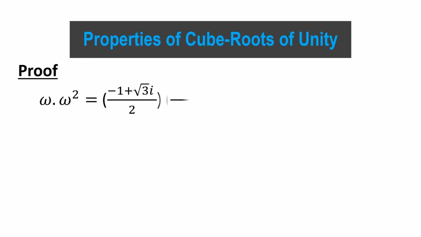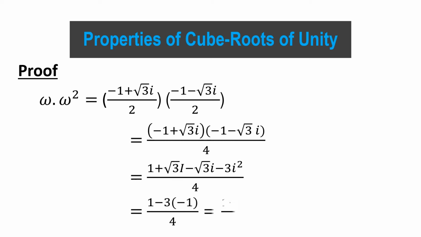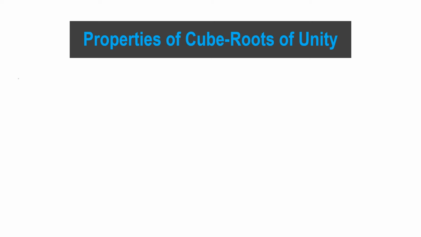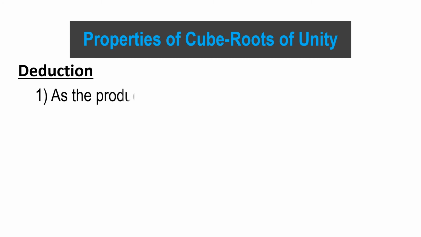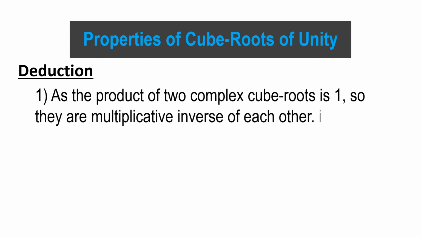Property number 5. Product of two complex cube roots of unity is also 1. That is omega times omega squared is 1. Proof. Omega times omega squared is equal to minus 1 plus square root of 3 iota whole divided by 2 into minus 1 minus square root of 3 iota whole divided by 2. We simplify it and finally get it is equal to 1 as well.